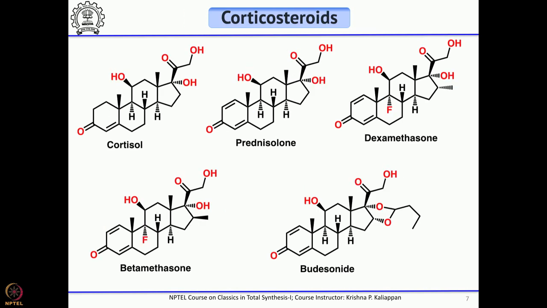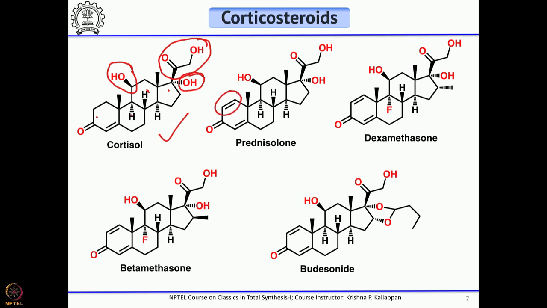Then we have corticosteroids, and the basic unit is cortisol. Again you have the same A, B, C, D ring, but you have an additional hydroxyl group in the C ring. Normally in other steroids, you do not see a functional group in the C ring. Only in corticosteroids you will see a functional group in the C ring. And in progesterone you had COCH3, now it is COCH2OH and also another OH attached to the same carbon in the D ring. And in prednisolone, you have an additional double bond in the A ring.